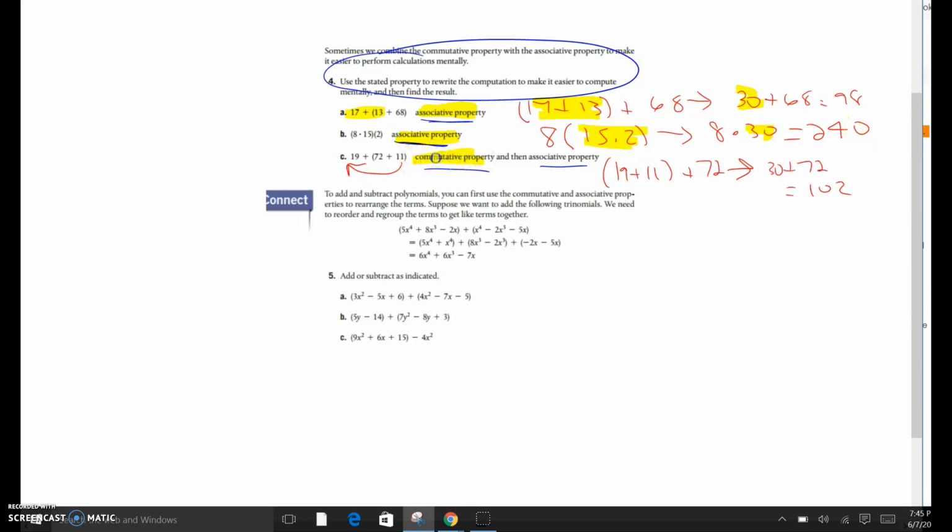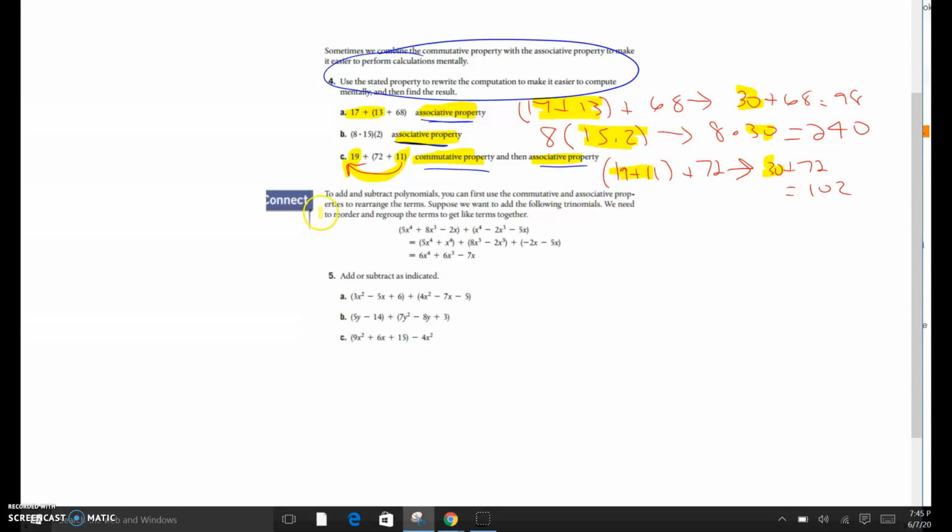Here I'm going to move them and group them. So 72 doesn't add super nice with either, but 11 and 19 do. So I'm going to move the 11, which is commutative, and I'm going to group it. So then I'm going to get my 30, adding to 72, I get 102, which is nice.